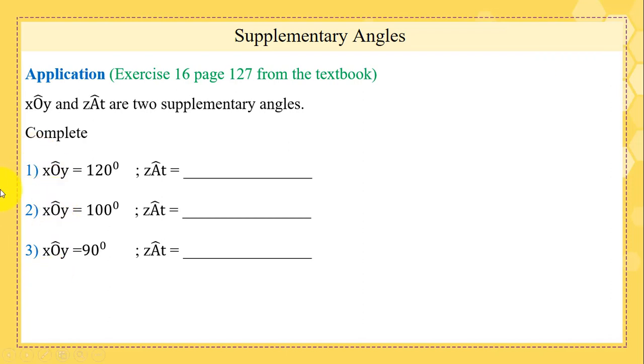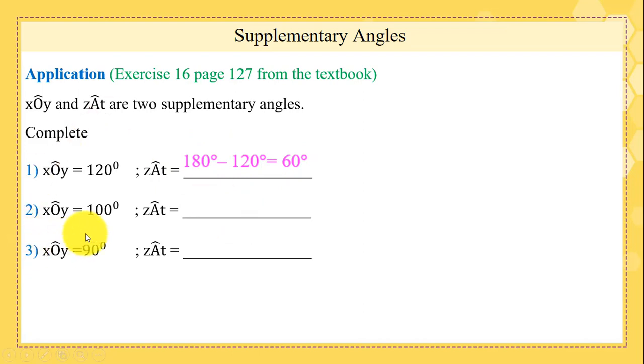Solution. Part 1. XOY equal 120 degrees. So because they are supplementary, their sum must be 180. ZAT will be equal to 180 minus 120 equals 60 degrees.